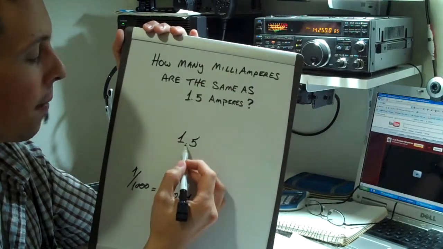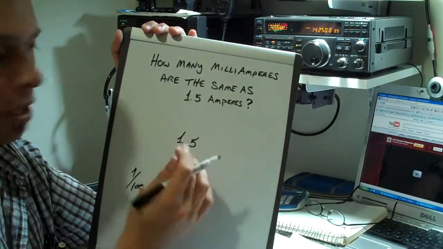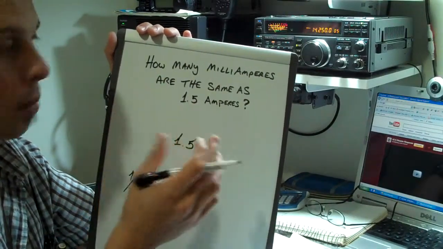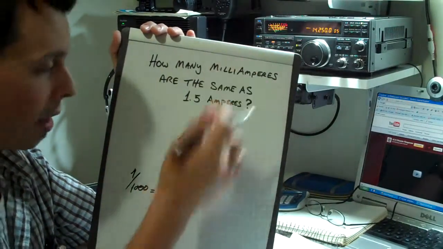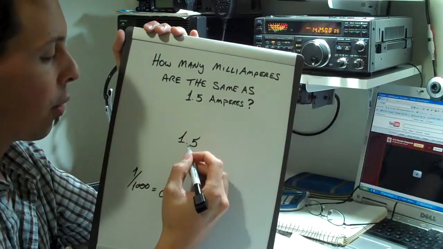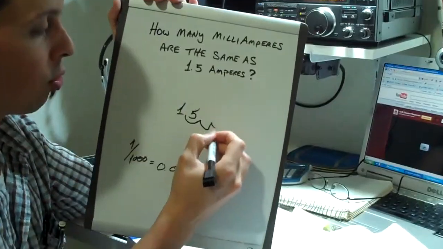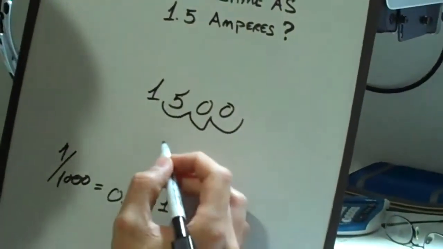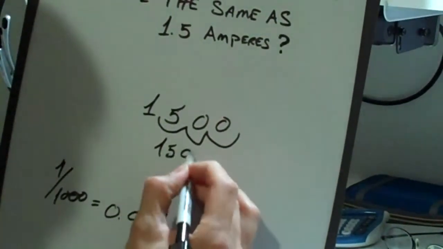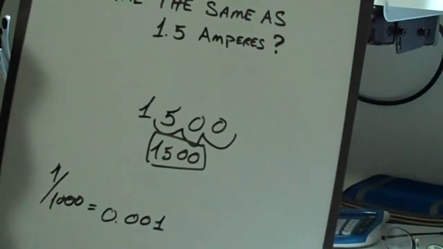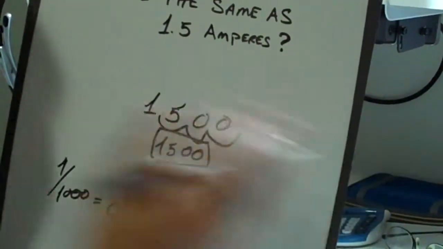But what we're going to do here is we're not going to go to the left because that would make it a smaller unit. It should be a bigger number because we're talking about amps to milliamps. We're not going the other way around. So 3 decimal places, we already established that. 1, 2, 3. So our end result is going to be 1500. 1500 what? Milliamps. And that's the answer. So all you have to do is move the decimal place.